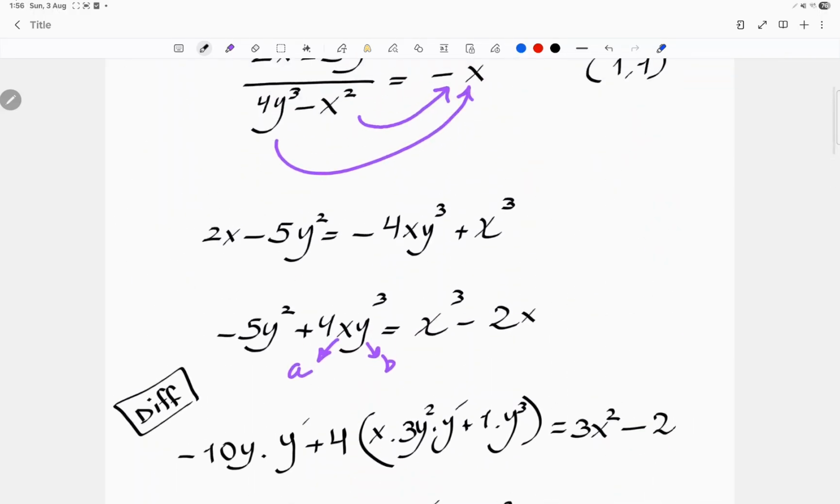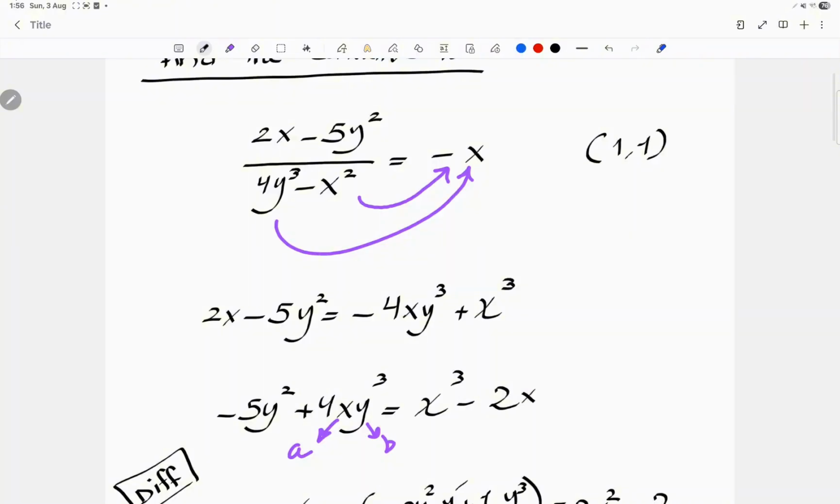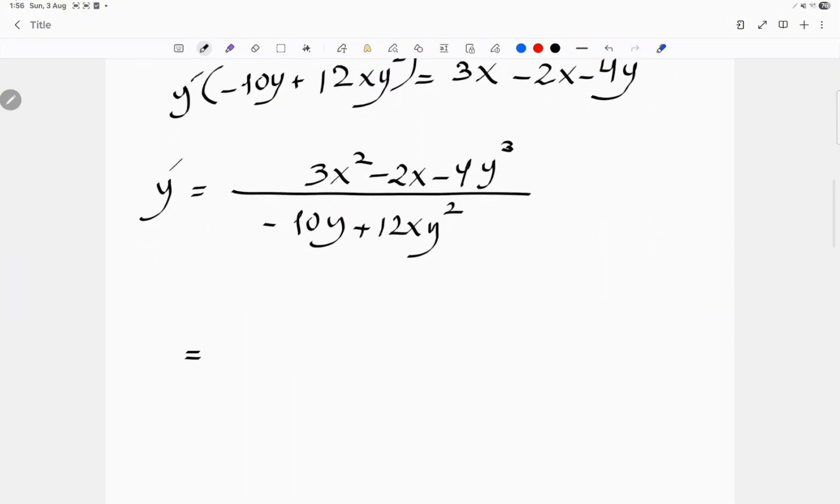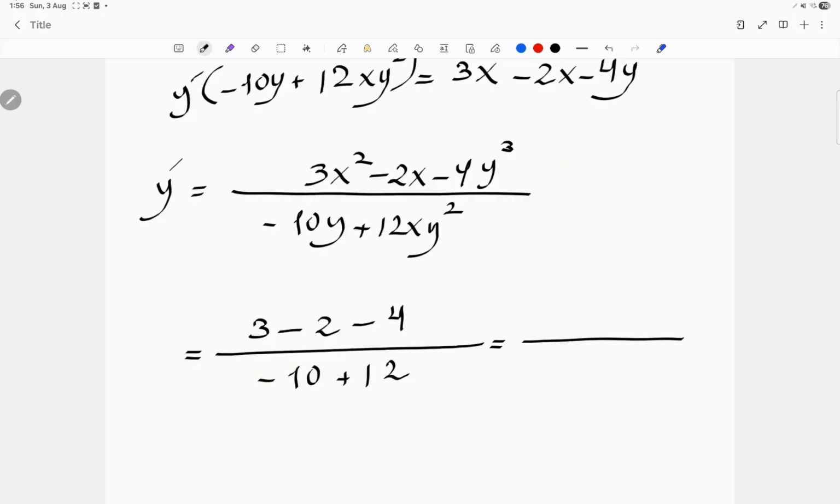And I'll simply replace x with 1 and y with 1. So we're going to have 3 minus 2 minus 4 over minus 10 plus 12. Now 3 minus 2 is a 1, 1 minus 4 is a negative 3 over 2.